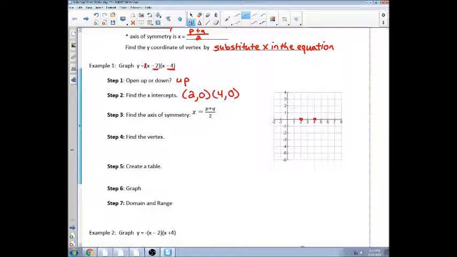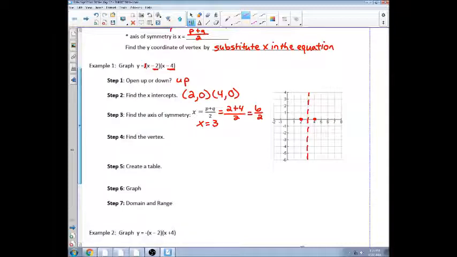Now we need to find the axis of symmetry. So I'm going to take 2 plus 4, divide it by 2. So that's 6 divided by 2. So my x would equal 3. So this is our axis of symmetry.